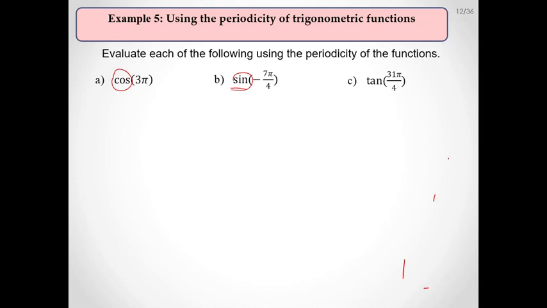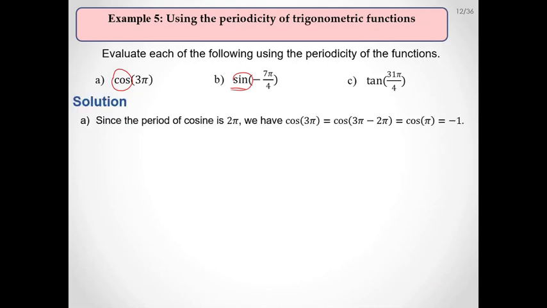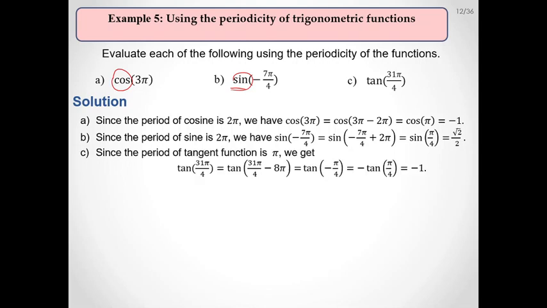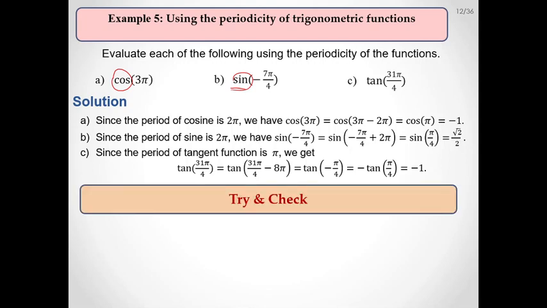Now let's look at here. Okay, here are the solutions. These are the ones I told you. This is the shortcut here, adding 2 pi, and here you can subtract 8 pi and get minus pi over 4. This is one way. Okay, let's do the try and checks here.